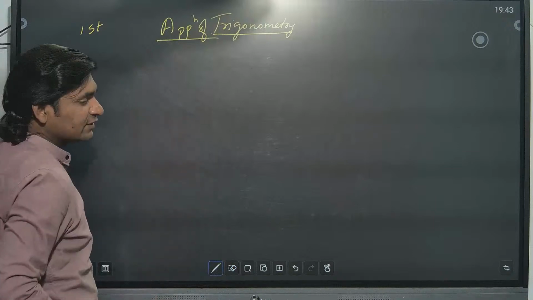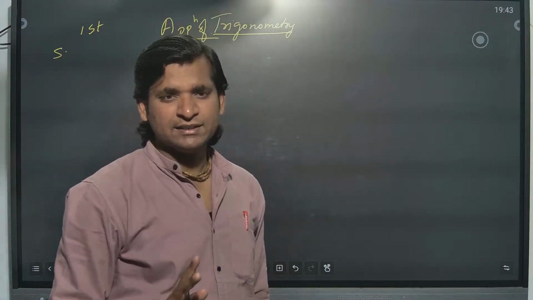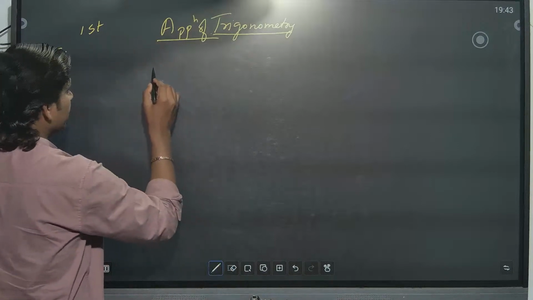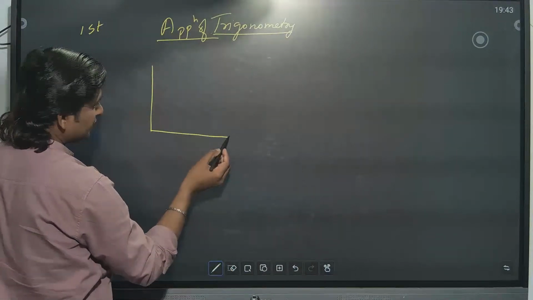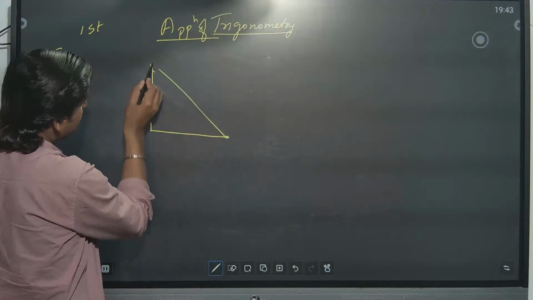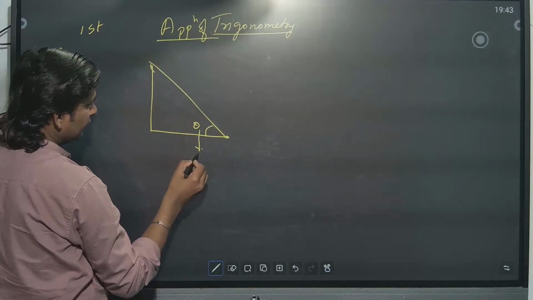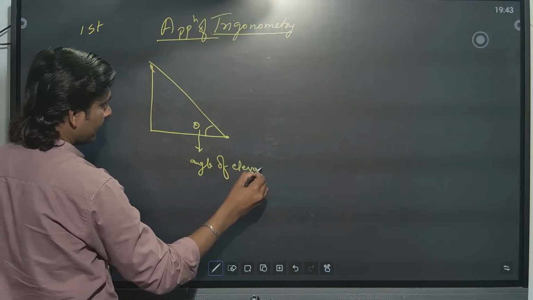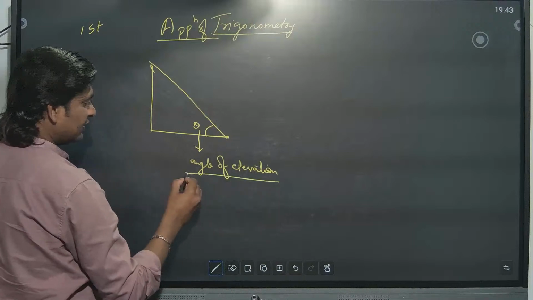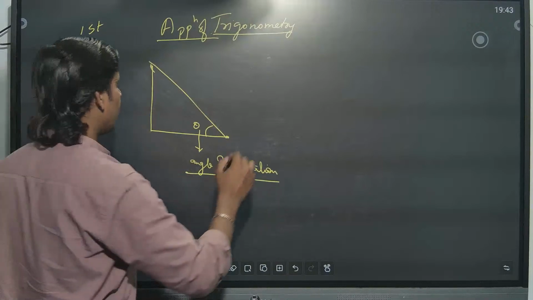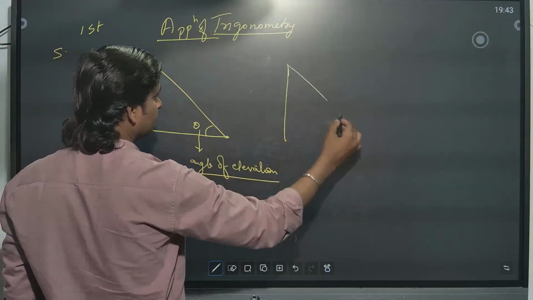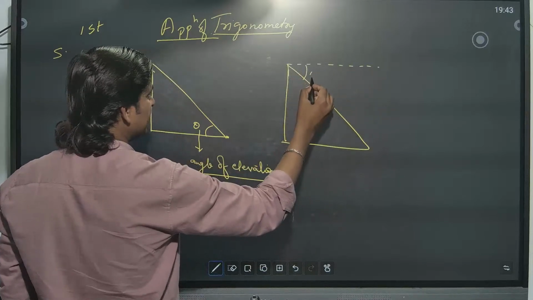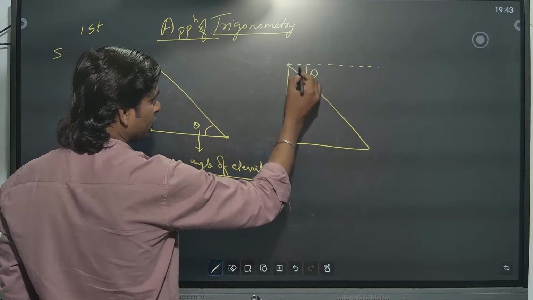Application of trigonometry. So two things are very important: angle of elevation and angle of depression. So angle of elevation is nothing but, if you are seeing from here to here, it will form the angle of elevation. This is the angle of elevation. If this is theta, it means from the top you are seeing the bottom.